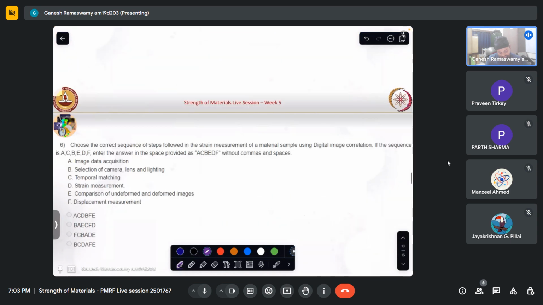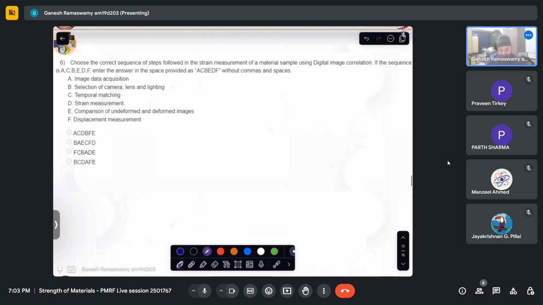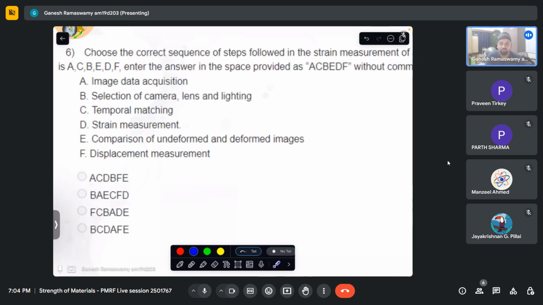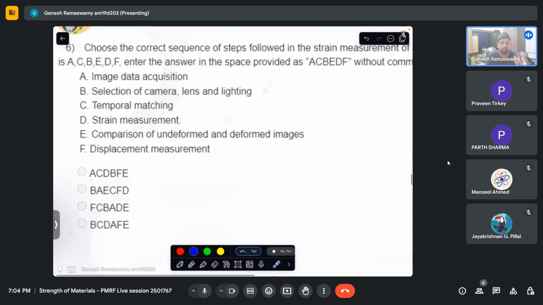So this question says, choose the correct sequence of steps followed in the strain measurement of a material sample using DIC, digital image correlation. Identify the sequence in the correct order. So what are the activities that one needs to do? It is better that we also get exposed to these things rather than just applying one formula, so that there is some level of interest in the subject. So A says image data acquisition, selection of camera and lens and lighting.